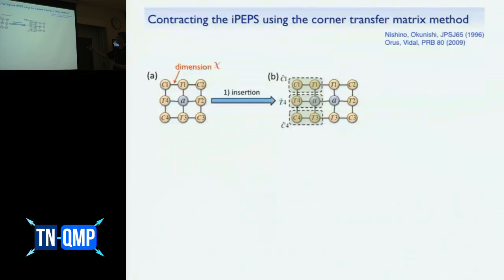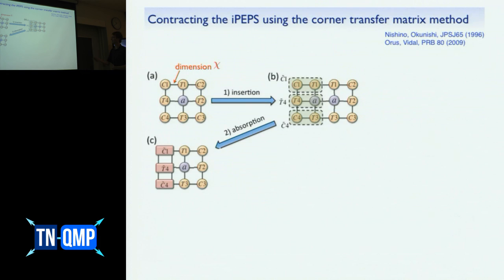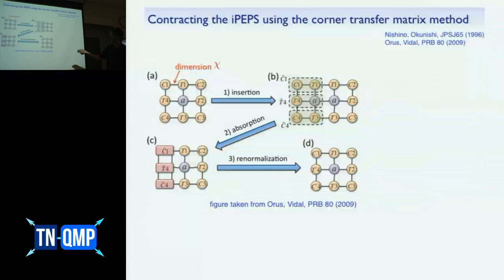And then the next step is to multiply this column onto the left boundary, right? So here we just absorb T1 into C1, A into T4, and T3 into C4, and that's then the result here. And now you see we have a new corner C1 tilde, T4 tilde, and C4 tilde, which now take into account two columns of our system. But of course, here we now have an increased bond dimension, so we have two lines in between. So the last step is to perform a renormalization, where we truncate this large space into a smaller space of dimension chi here. And this is then the result after the left move, so C1 tilde, T4 tilde, and C4 tilde, which now contain two columns, but with the same bond dimension here on the left side.